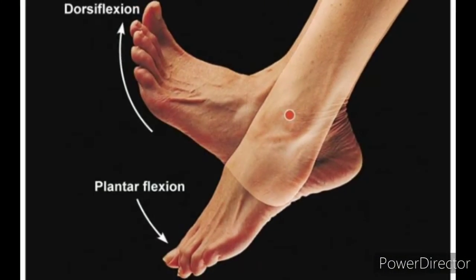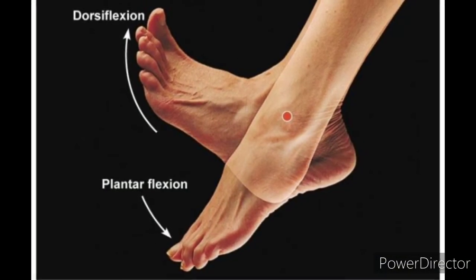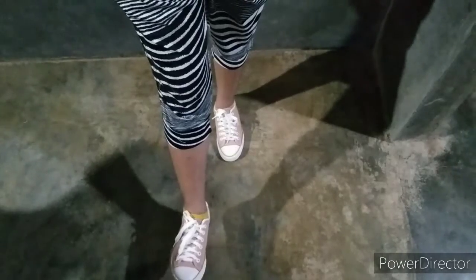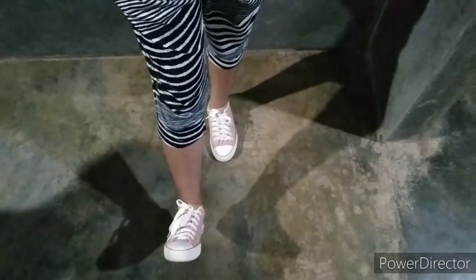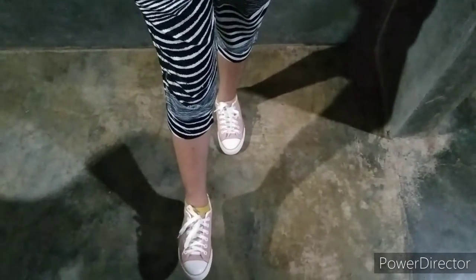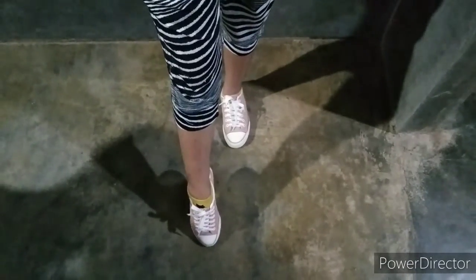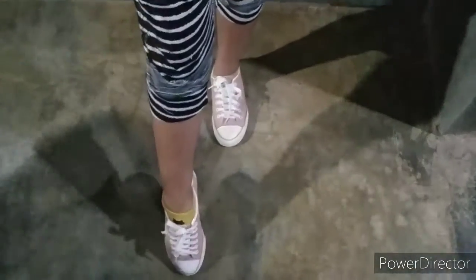Dorsiflexion and plantar flexion are movements at the ankle joint, which is a hinge joint. This is an example of the movement. When the movement at the ankle joint is upward, that is dorsiflexion. While the downward movement at the ankle joint is plantar flexion, with the help of the bones. So that's all for the plantar flexion and dorsiflexion of the ankle joint.